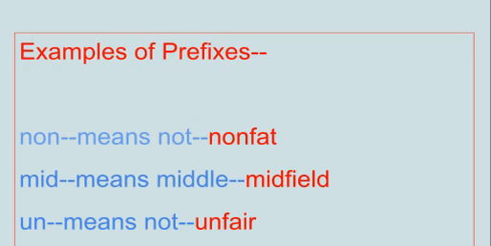If you look at these three prefixes, non, mid, and un, you will see that they would be syllables that would be called closed syllables. Each one ends with a consonant, and has a short vowel. So these would be closed syllables.